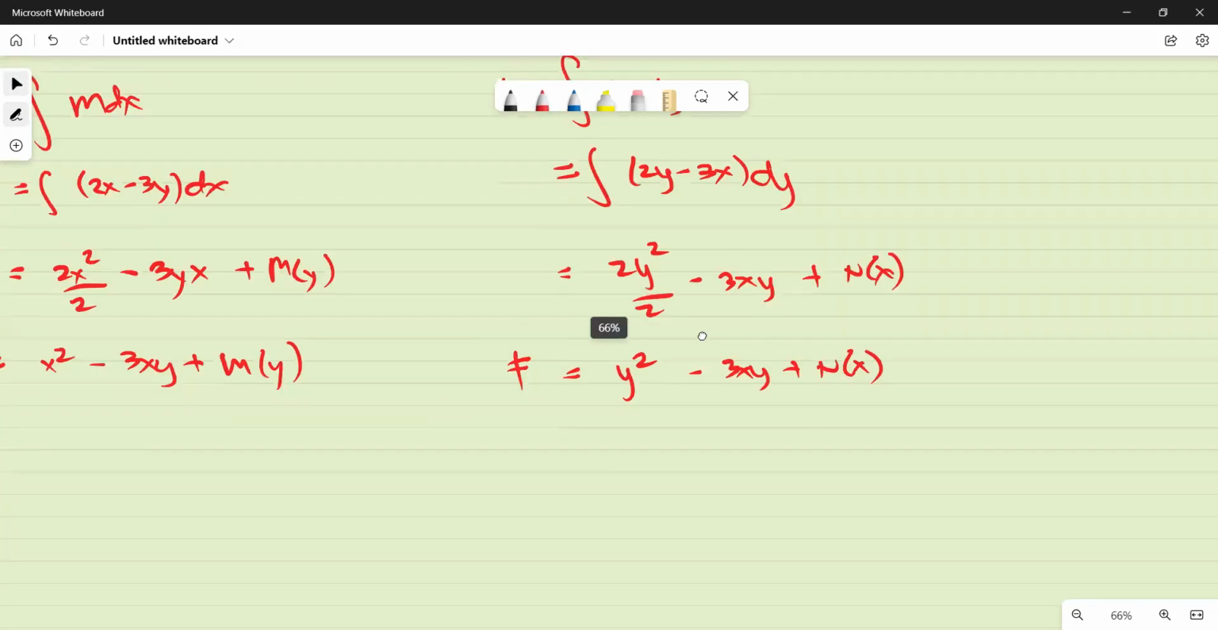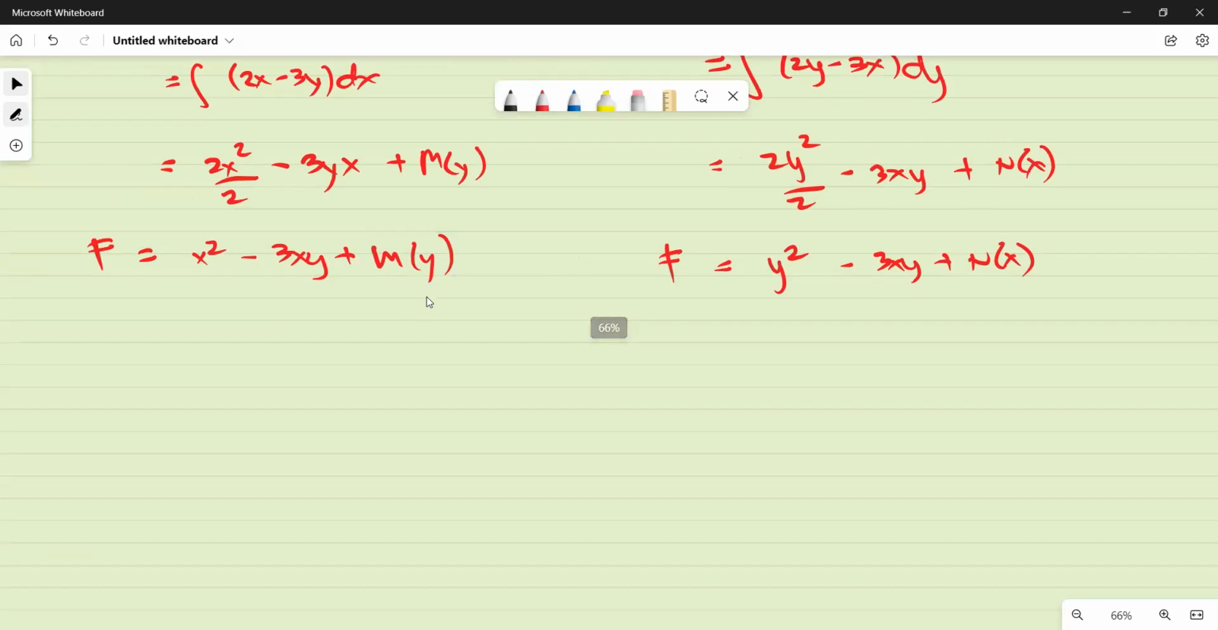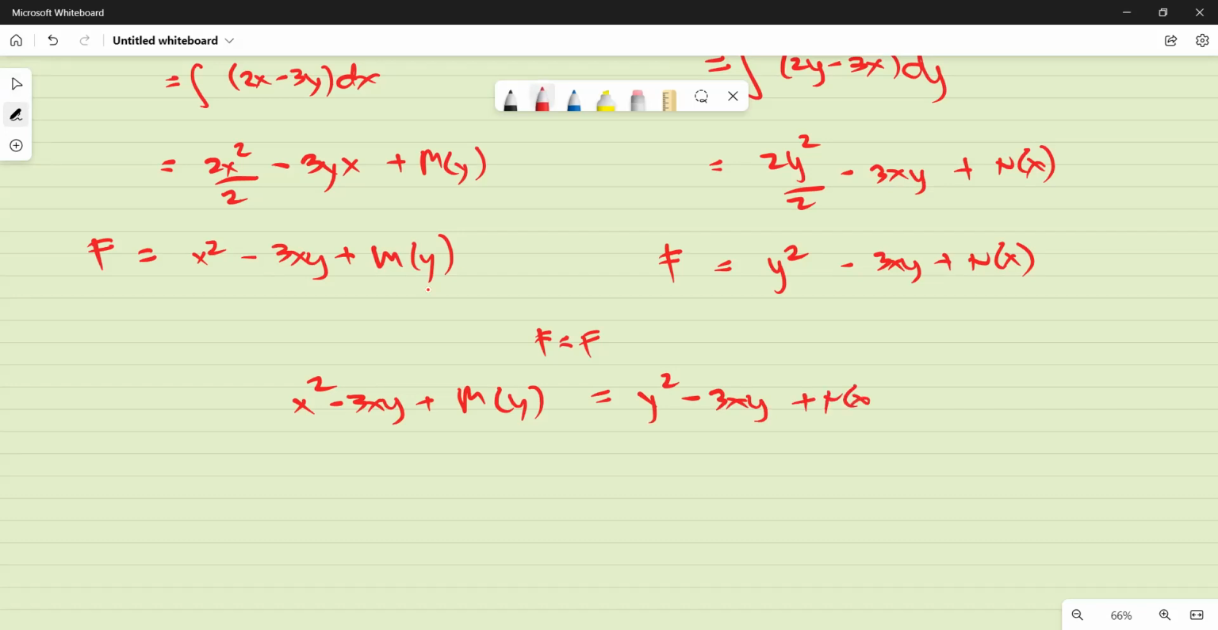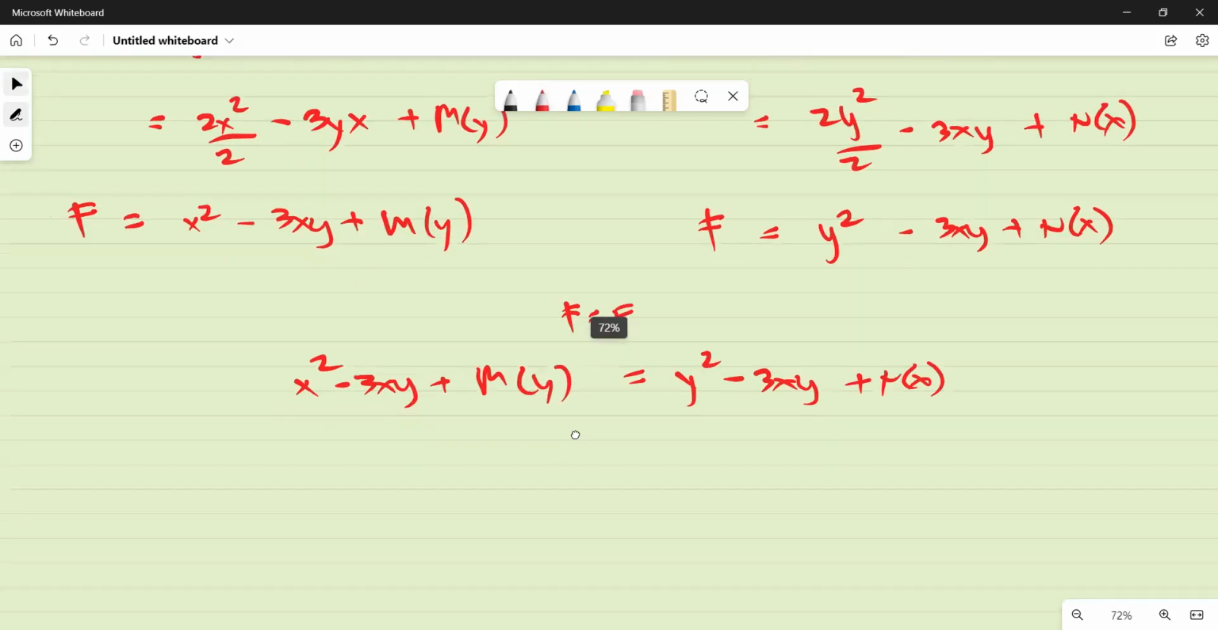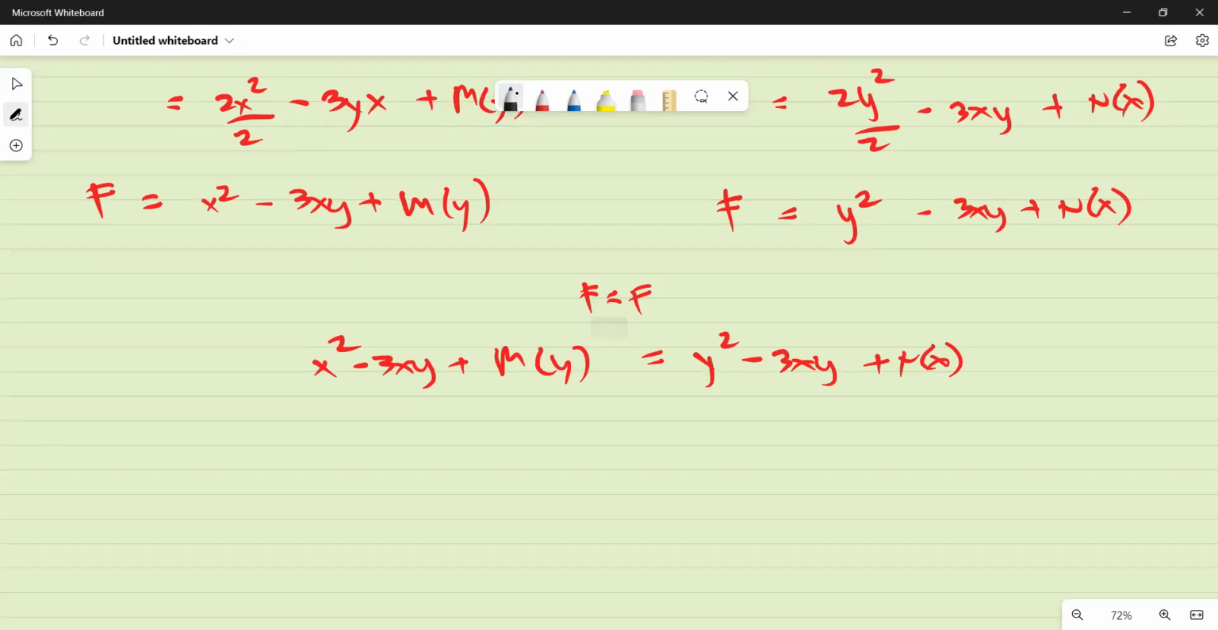And equating both sides, or equating both f, makikita naman natin. Sige, f is equal to f. This is x squared minus 3xy plus m of y is equal to y squared minus 3xy plus n of x. Check muna natin yung mga similars, no? Kasi we're checking similar equations here. So, ito may negative 3, may negative 3.